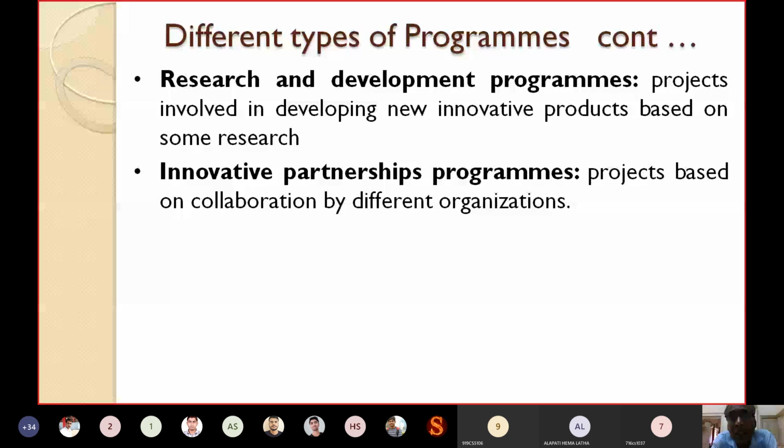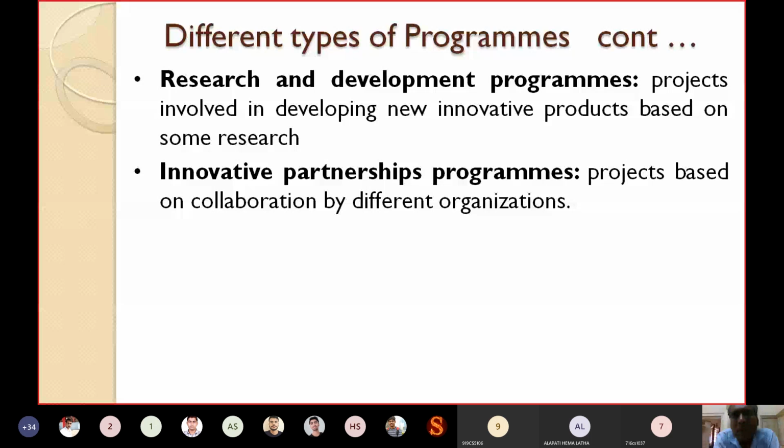So innovative partnership program means the set of projects which are based on collaboration by different organizations. Here the different organizations might be academic organizations, industrial organizations, or both. If one academic organization wants to do collaborative research with an industrial organization, that is also possible. So this is known as innovative partnership programs. Okay.